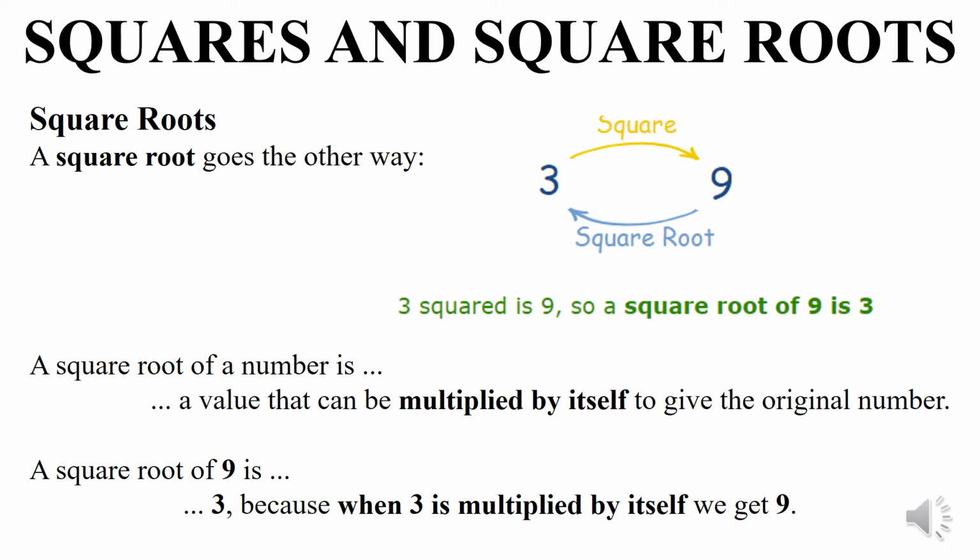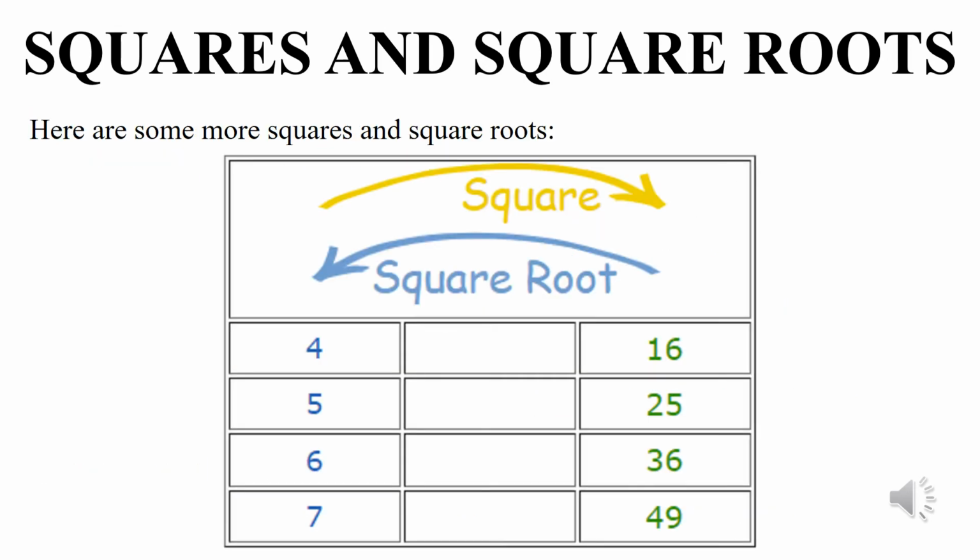Square roots. A square root goes the other way. 3 squared is 9, so a square root of 9 is 3. A square root of a number is a value that can be multiplied by itself to give the original number. A square root of 9 is 3 because when 3 is multiplied by itself, we get 9. Here are some squares and square roots. 4, 16, 5, 25, 6, 36, 7, 49.